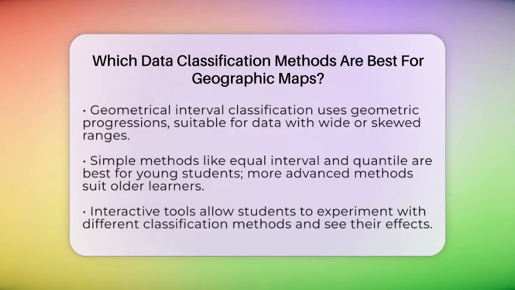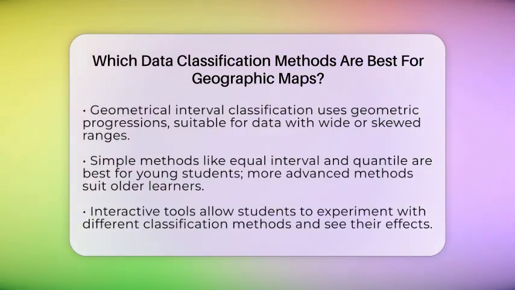Standard deviation classification uses how much data varies from the average. It shows which areas are above or below the typical value. For example, it can highlight regions with much higher rainfall than average. This method is more advanced and helps students understand statistical ideas in geography.